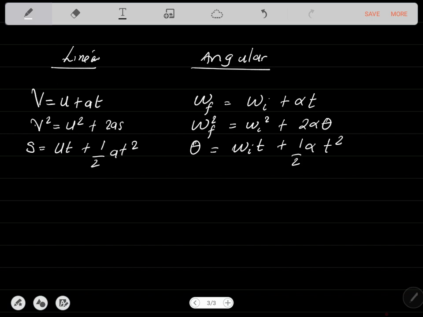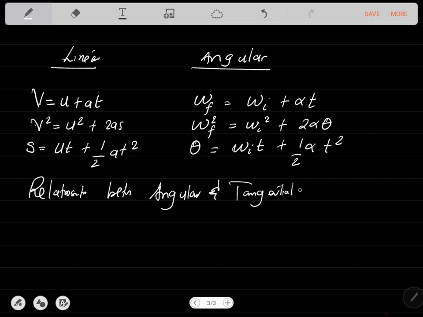Okay, now what is the relationship between the angular quantities and the tangential quantities? Not components, but quantities. What is the relationship between the angular and the tangential quantities?